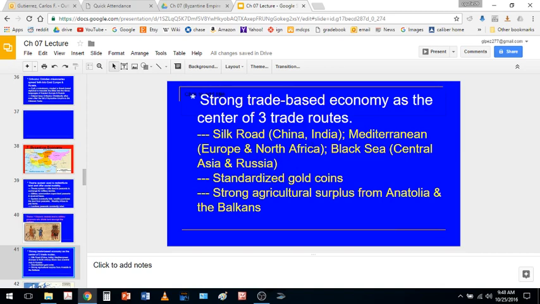Now, the Byzantines also were important for trade. In fact, they participated in three different trade networks. So, for example, they were trading along the Silk Road. So we're going to see the Silk Road come back into action. They're going to trade with China, they're going to trade with India. We'll also see how they're going to trade along the Mediterranean, that is to Europe and to North Africa, and along the Black Sea, which is a new trade network, right?